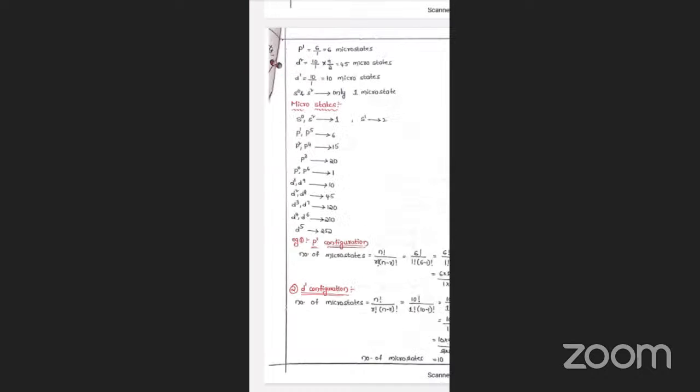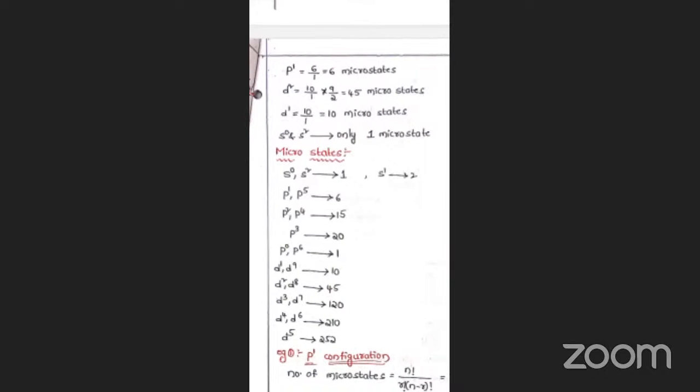Observe here, P1 configuration, 6 microstates are there. In the P2 configuration, D1 configuration, the complete picture is here. So we can calculate the microstates. P1 configuration, 6 microstates. D2 configuration, 45 microstates. D1 configuration, 10 microstates, like that. What is meant by microstates? How many possibilities are there for that electron.